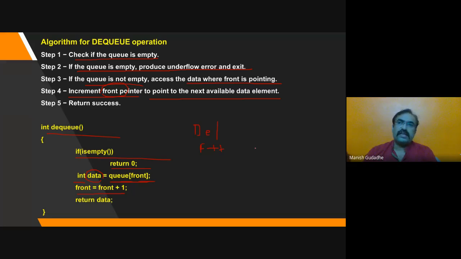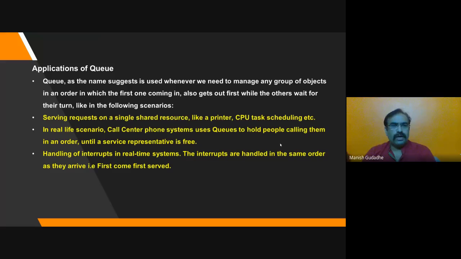As we did in the stack, there was a direct application of stack in conversion of infix to postfix expressions. That we did, but in this case we don't have any direct application. That's why we are not going to take any kind of example for this. But applications of queue are, as the name suggests, used whenever we need to manage any group of objects in an order in which first come, first served is needed, or the first one coming in also gets out first while others wait for their turn.